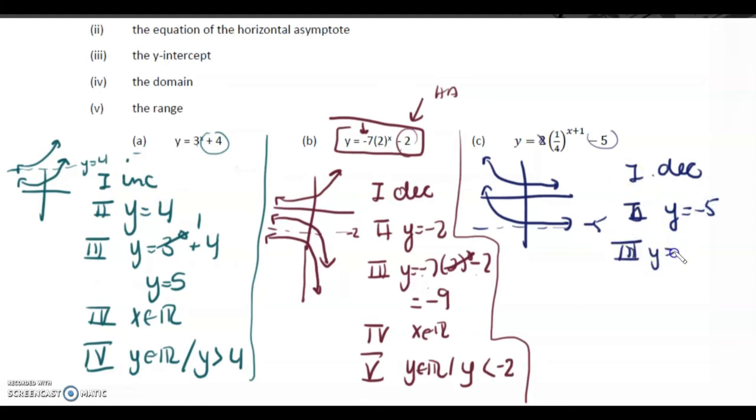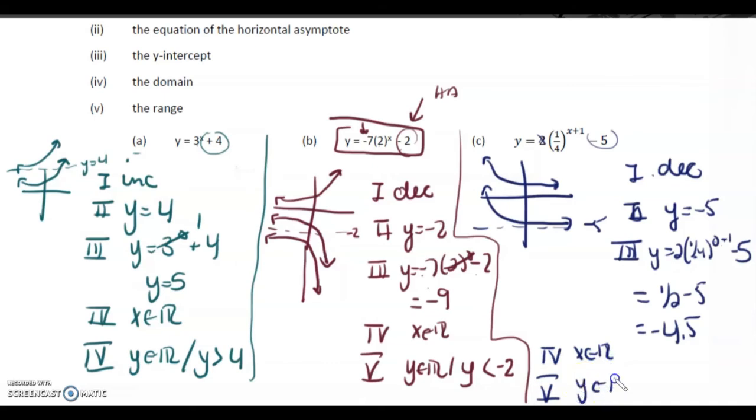If we were to plug in, so 2(1/4)^(0+1) minus 5. If we plugged in 0 to that x, we get 2 times 1/4, which is 1/2, minus 5. I get -4.5. Okay, the domain is x ∈ ℝ and the range is y ∈ ℝ such that y is greater than the asymptote, which is -5.